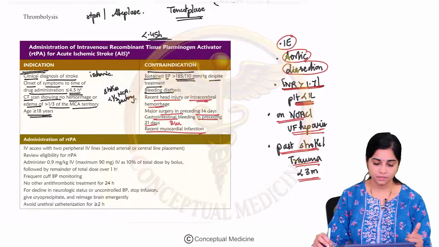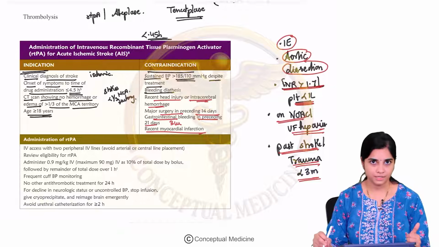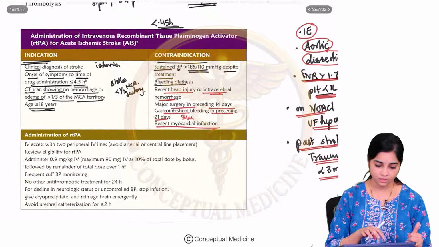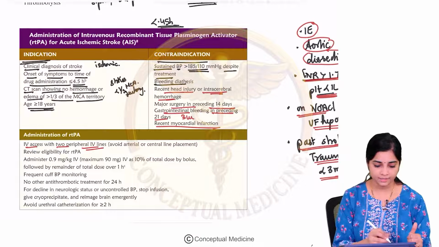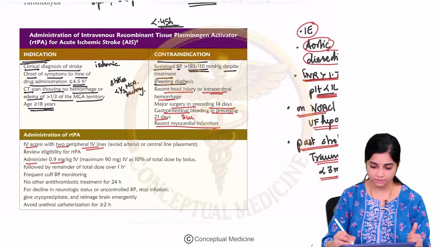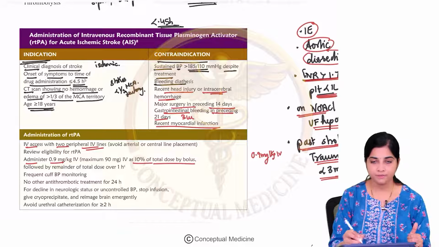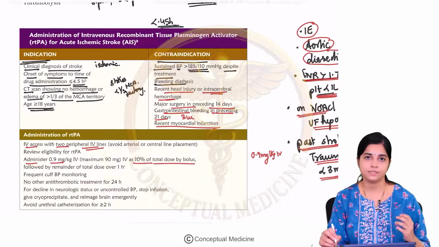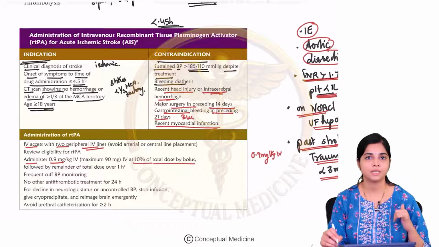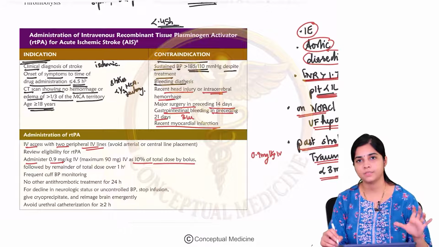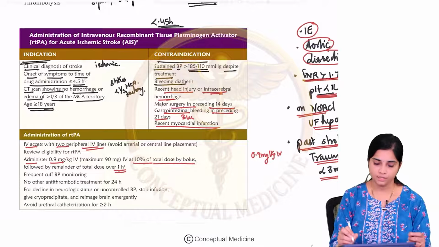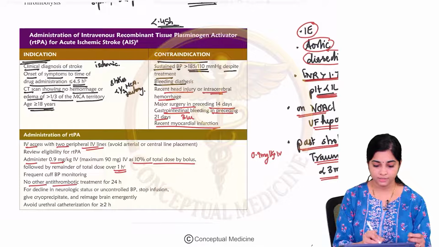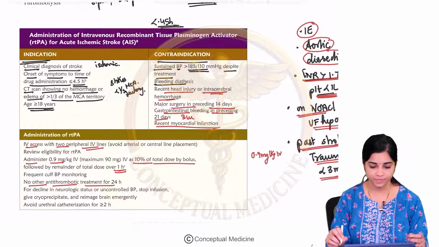Okay, fine. Now, how do you administer RTPA, which is your tissue plasminogen activator or alteplase? So you require IV access with 2 peripheral IV lines, and then you administer the dose, which is 0.9 mg per kg IV, 10% of which is given as a bolus dose and the rest is given as an infusion. So 0.9 mg per kg is the dose of alteplase, you give 10% as bolus and the rest as an infusion, and this is given over 1 hour, right? And you ensure that no other antithrombotic therapy is given in the next 24 hours.